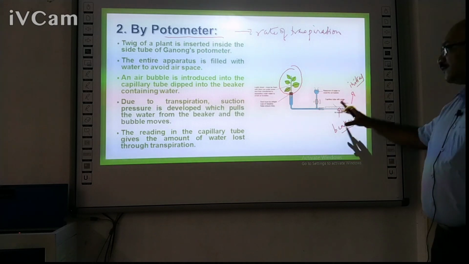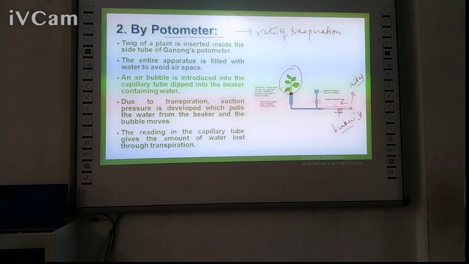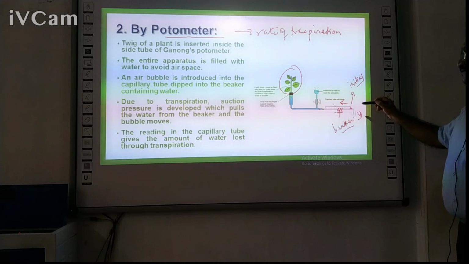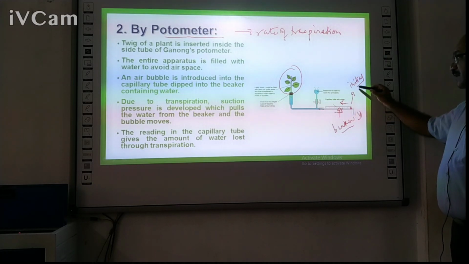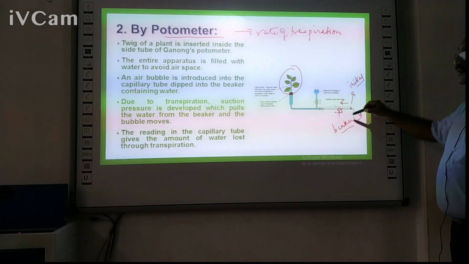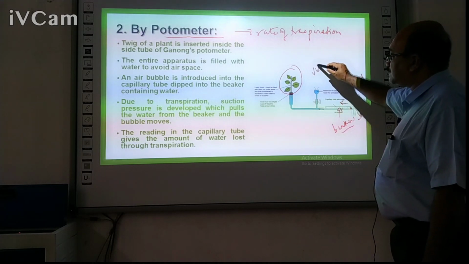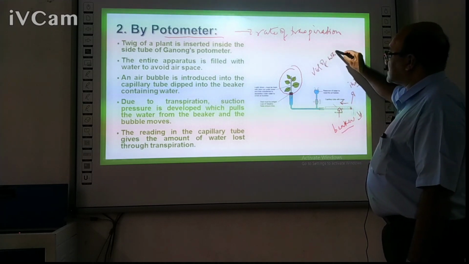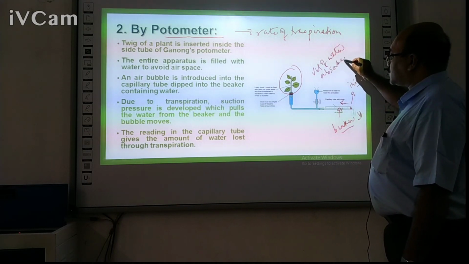After arranging this, we put the setup in the sunshine, and after a few hours we take the reading. The bubble will go from the initial level to the final level. This difference in the reading will give the volume of water absorbed by the twig.